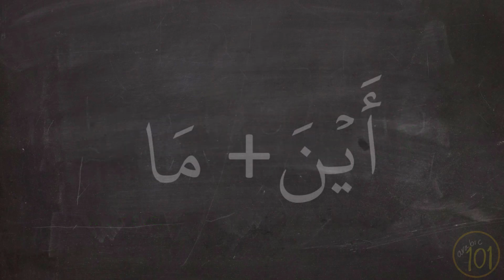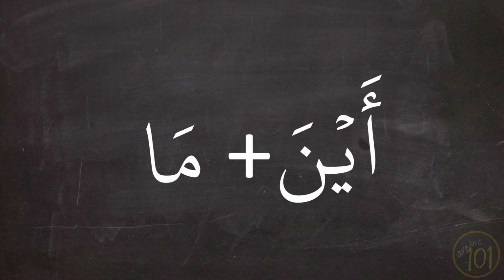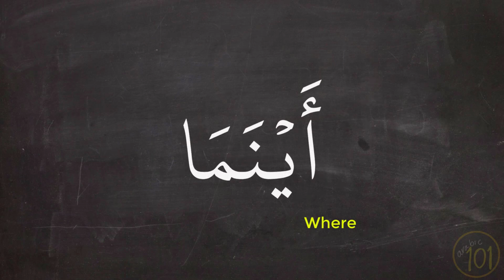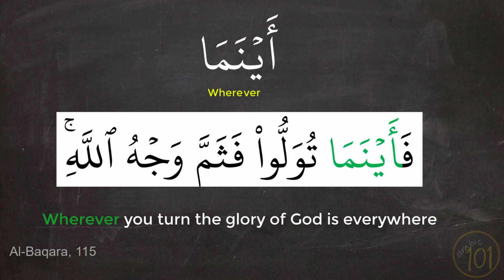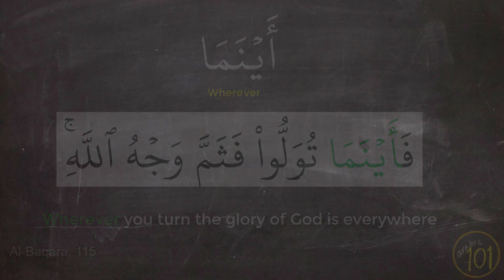Next is the combination of أين and ما. And أين means where, and the combination will be أينما. And أينما means wherever. And we see it used in this example. فأينما تولوا فثم وجه الله.